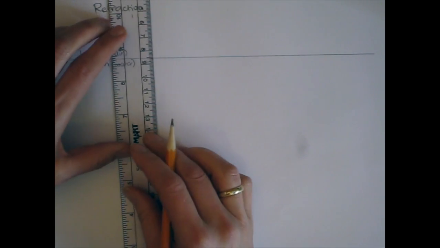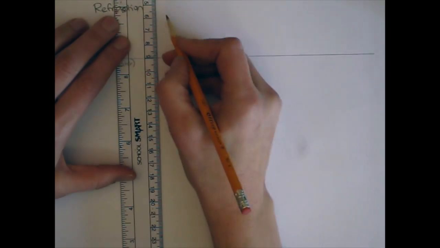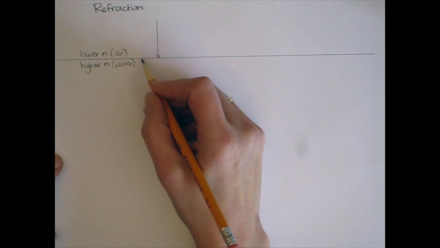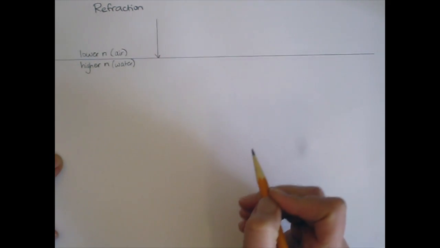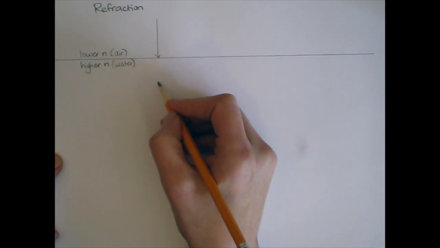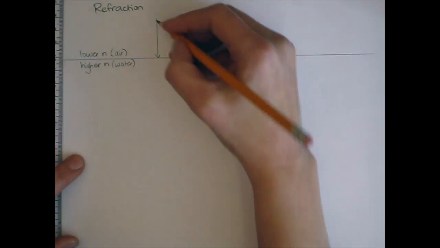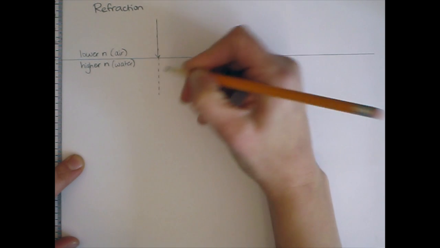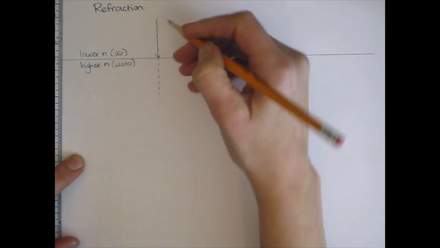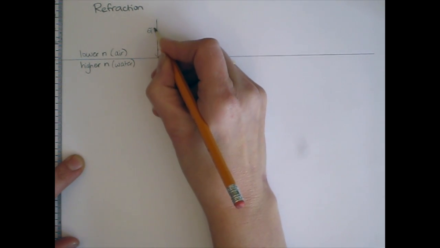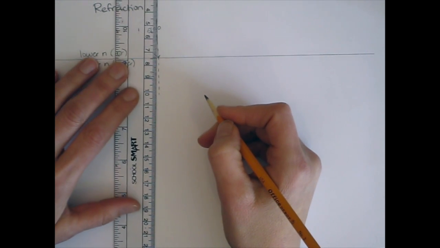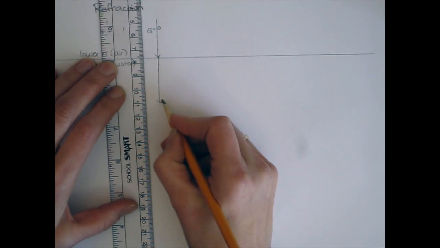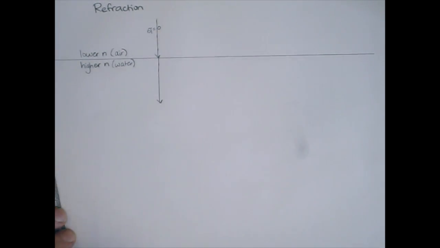So first, let's review some of the different light rays. Suppose a light ray comes in perpendicular to the surface or the boundary between these two materials. It's traveling along the normal. If we were to draw the normal, it would be right on top of here. And that light ray has an incident angle of 0, and the refracted angle will also be 0. So that light ray will continue straight through without bending.